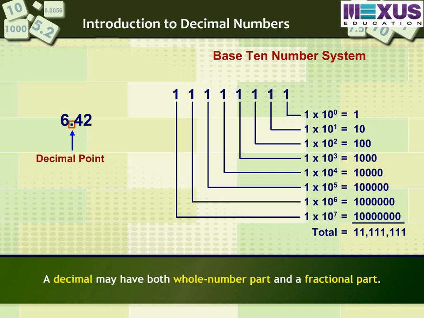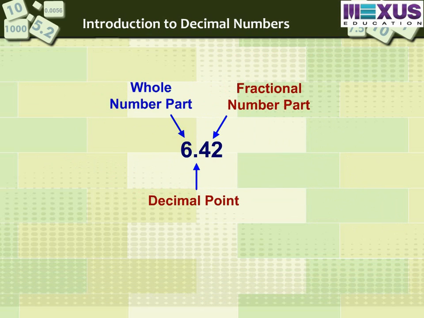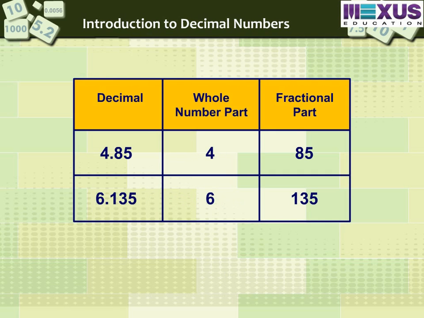A decimal may have both a whole number part and a fractional part. The whole number part of a decimal are those digits to the left of the decimal point. The fractional part of a decimal is represented by the digits to the right of the decimal point. The decimal point is used to separate these parts. Let's see some examples with the help of a table.